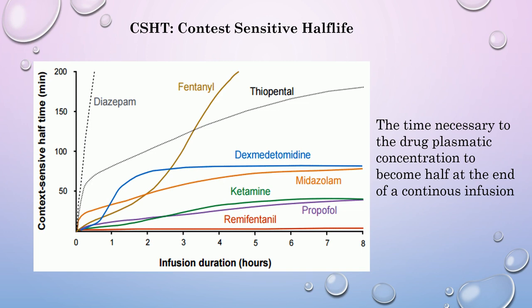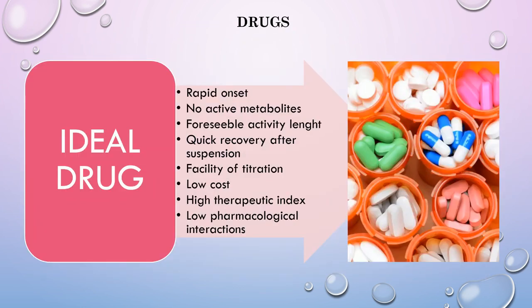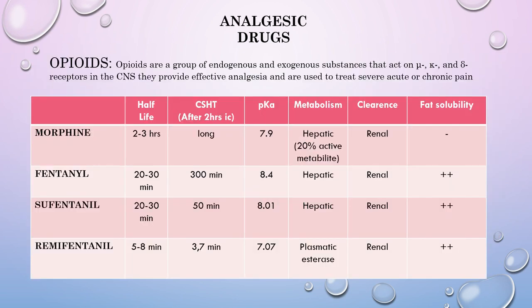So now we can talk about different drugs. One drug with all these characteristics, unfortunately, we don't have, only one drug, but we can use different kinds of drugs to reach a good level of analgo-sedation. So with a rapid onset, no active metabolites, and all these characteristics that are here. So let's talk about analgesic drugs.